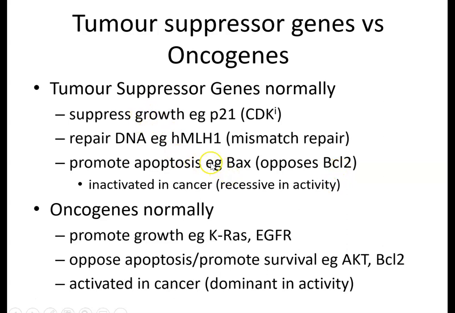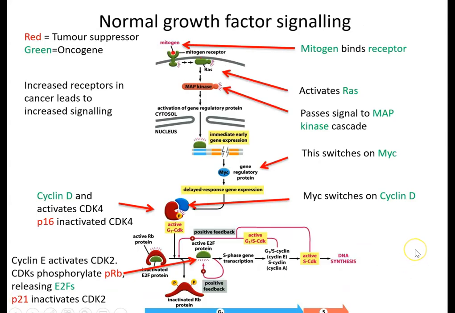So tumours really benefit from inactivating tumour suppressor genes, whereas tumours benefit from activating oncogenes. So these typically promote growth, like KRAS and epidermal growth factor receptor, or they oppose apoptosis, such as BCL2 and AKT. These genes are all typically activated in cancer. And this slide shows where many of these genes are, and I've highlighted in red tumour suppressor genes and in green oncogenes. So here we've got a mitogen that binds a mitogen receptor, so this could be epidermal growth factor binding epidermal growth factor receptor.